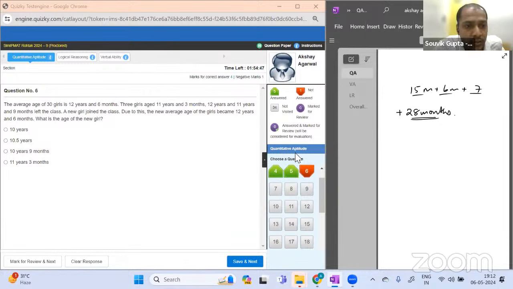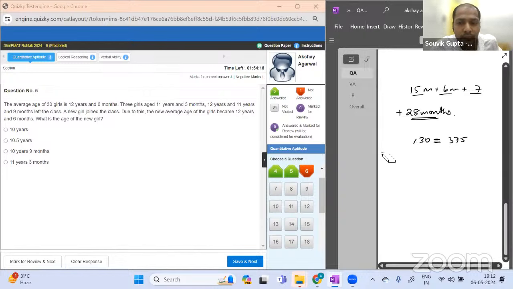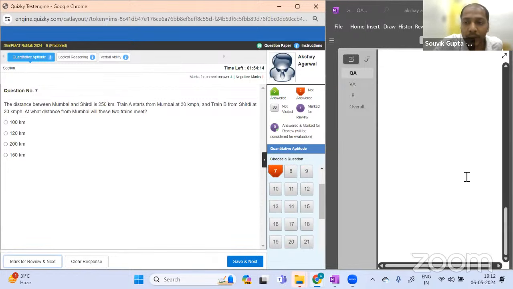Okay, average of 30 girls is 12 years and 6 months. So 12.5 into 30, that is 12.5 into 2 is 25, 25 into 15, 375 years, out of which 11 years, 3 months, 12 years, 23 months. Okay. I'll leave this. I think I'm making some mistake here. Maybe I'll come back to it later.